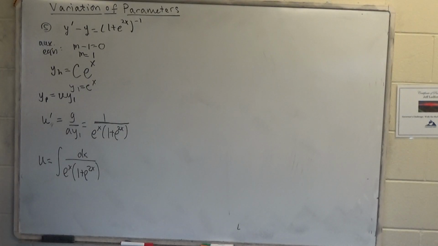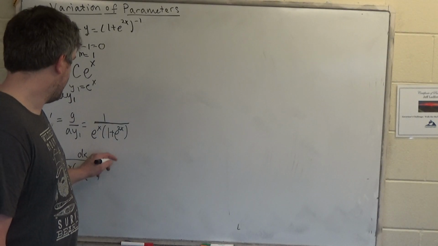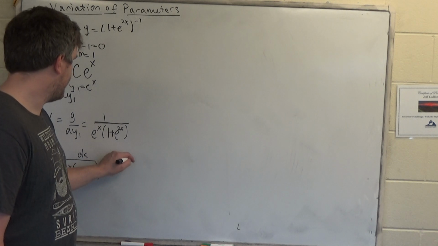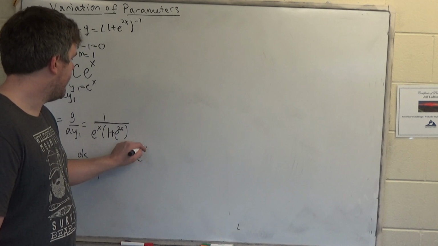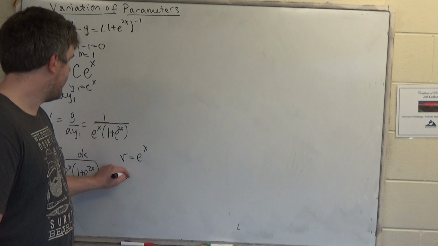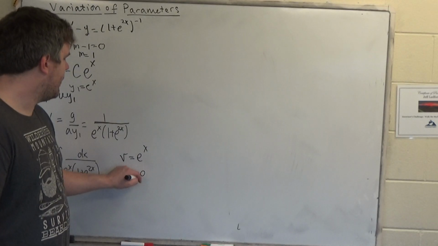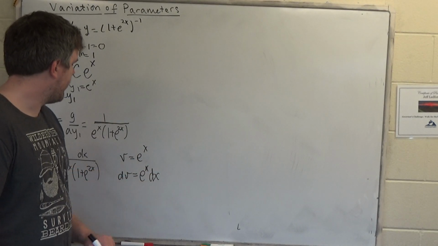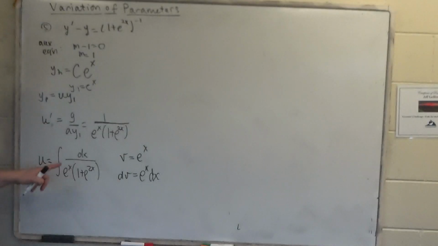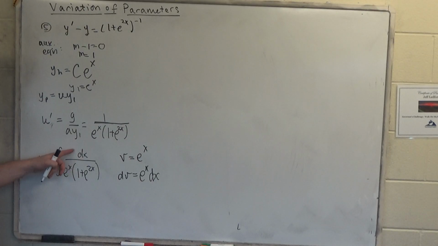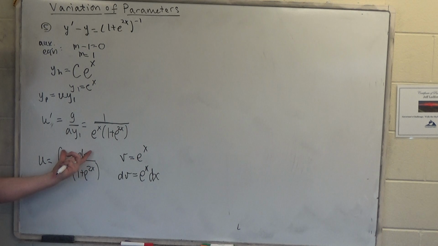So, what letter should I use? Let me make a v substitution and write v equals e to the x. Then dv should be e to the x dx. And I can kind of see that I'm in trouble. I can't make this substitution because I don't have e to the x dx.